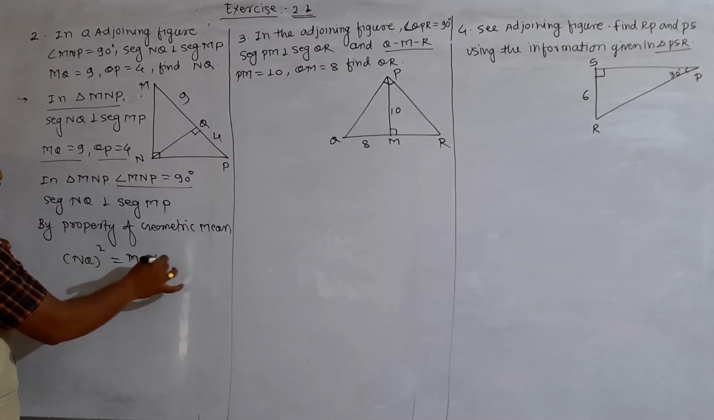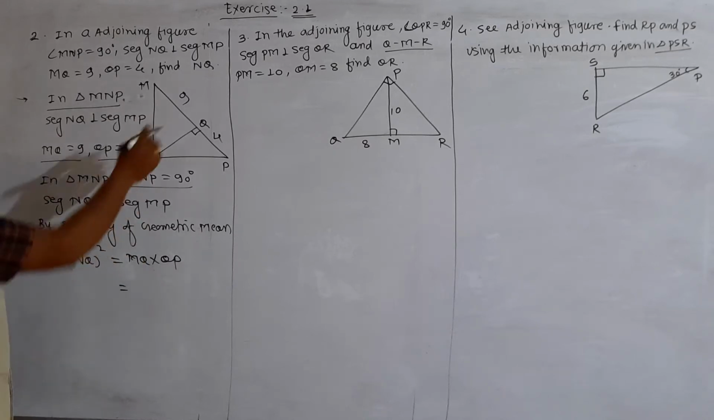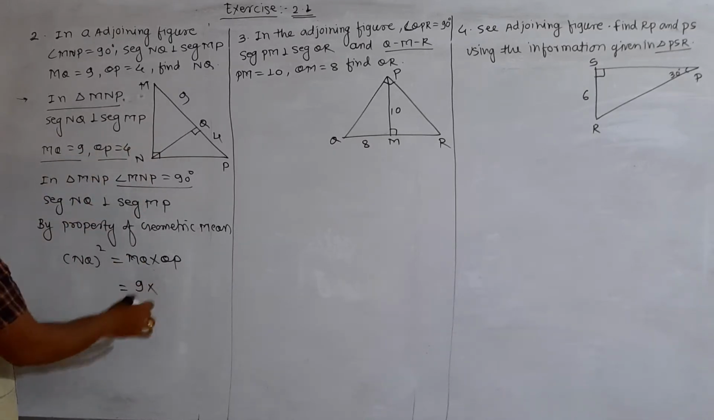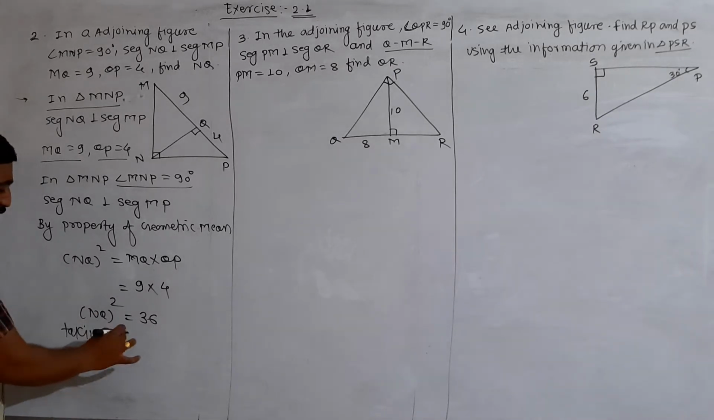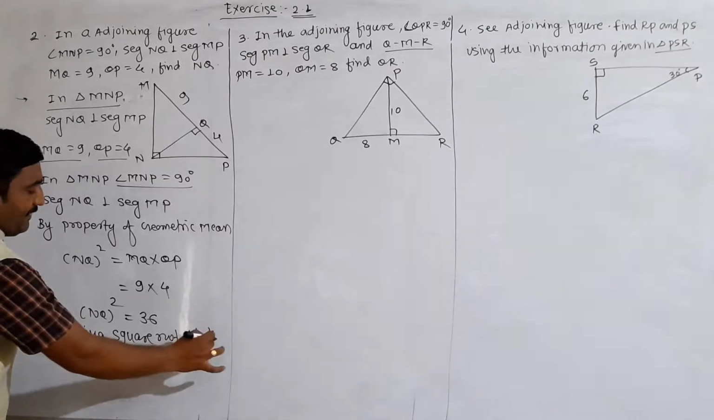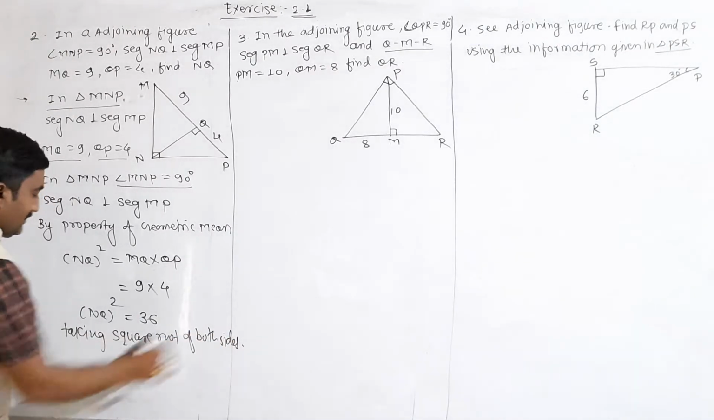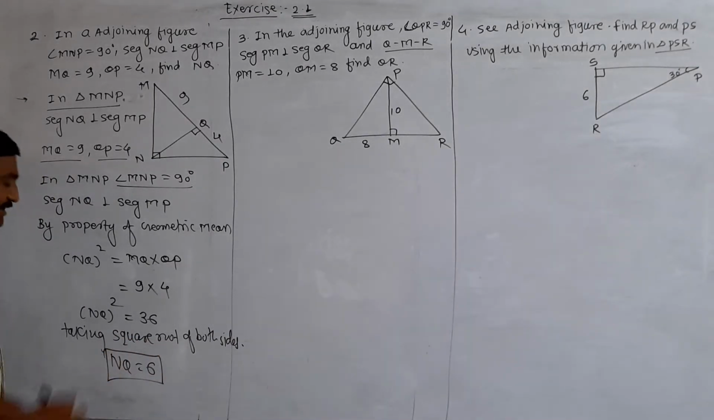NQ square is equal to MQ into QP. So the value of MQ is 9 and QP is 4. 9 fours are 36. So NQ square is equal to 36. Taking square root of both sides, NQ is equal to 6. This is the solution. Very easy.